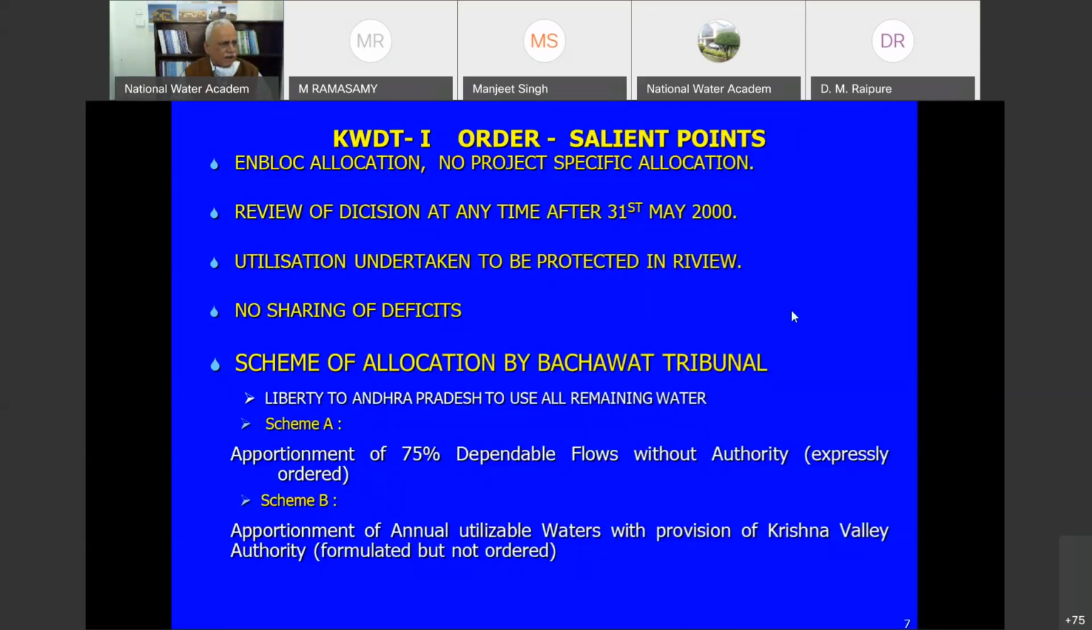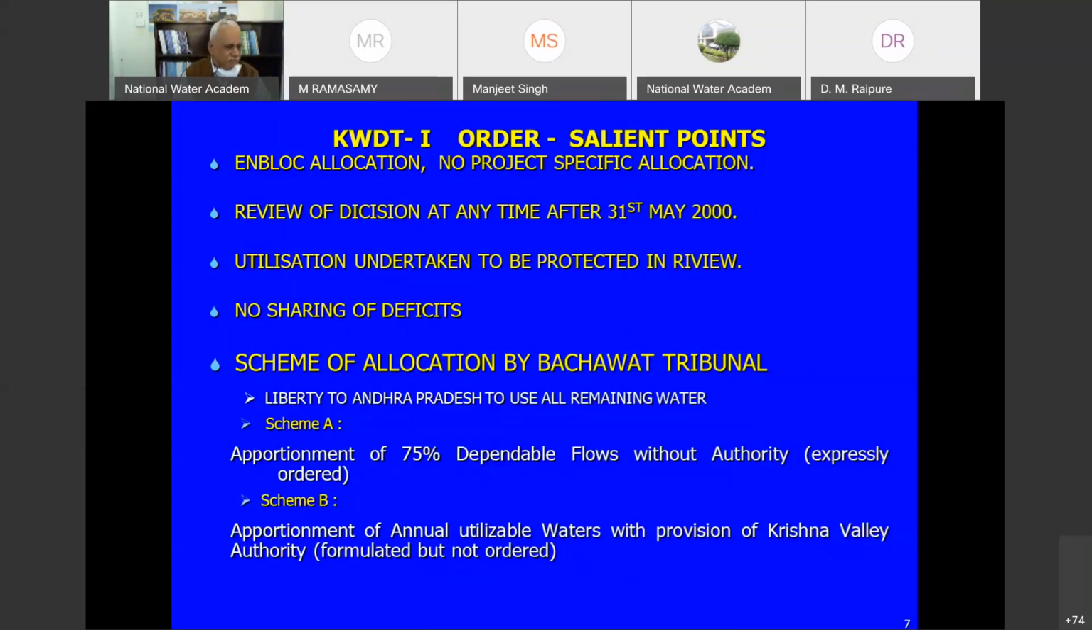and as already informed to you that Krishna Tribunal was all the while persuading the states to an agreement, and most of their decisions have been declared after the agreement was signed and placed before the tribunal in all the matters, that is protection of the existing uses, availability at 75% dependability, etc.